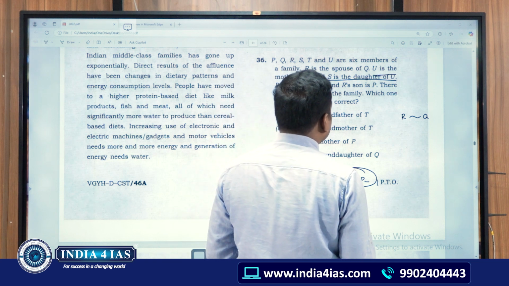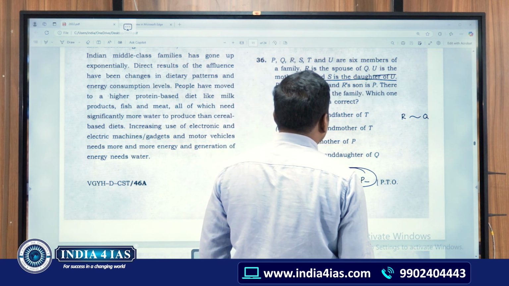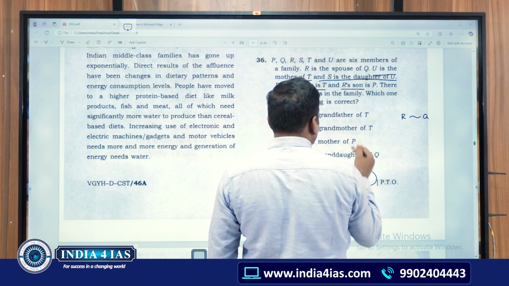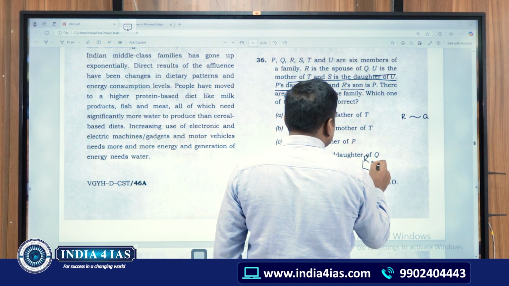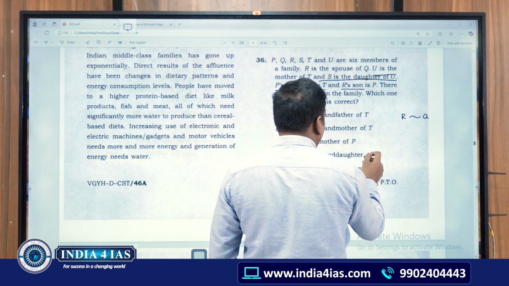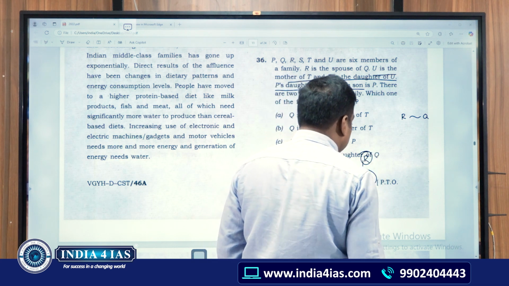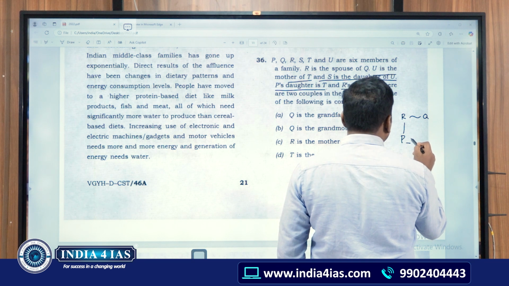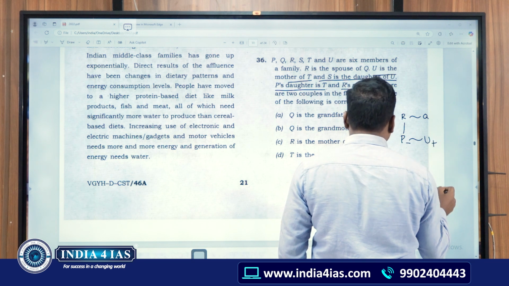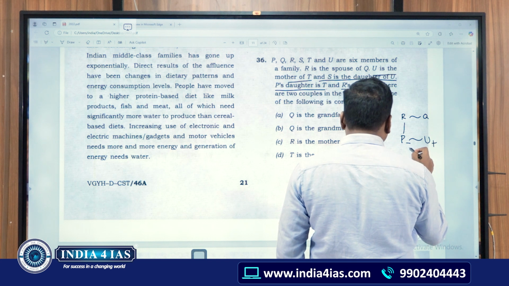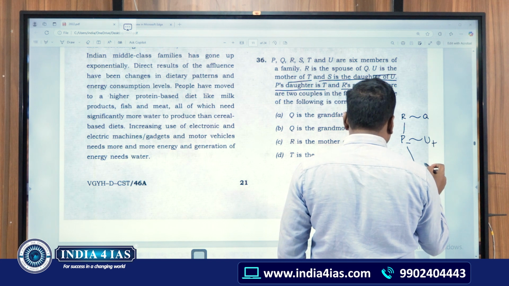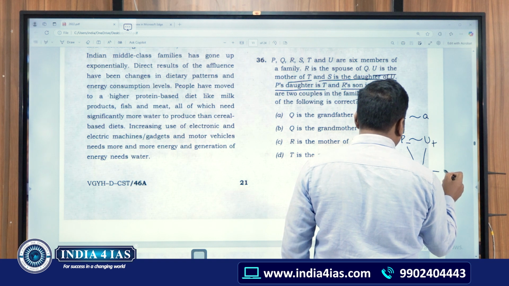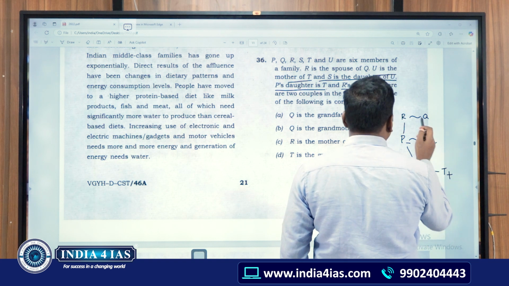Then R's son is P. P's daughter is T and R's son is P. But I don't know the gender of R. So how can I connect? R's son is P. Then he married U. Then for them we have the children S and also T. But we don't know.